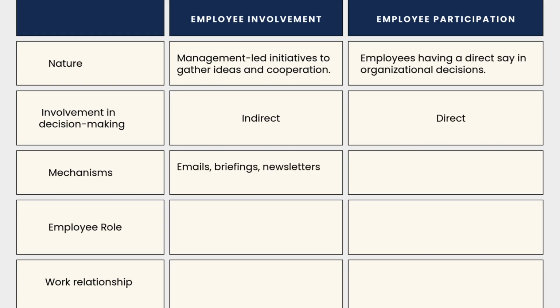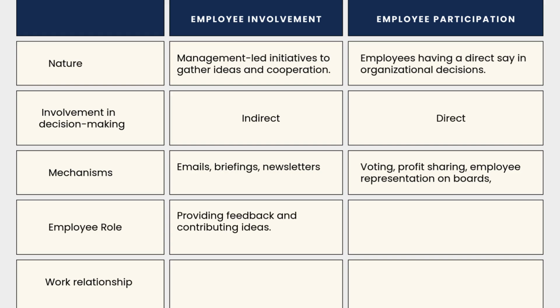Involvement uses methods like emails, briefings, and newsletters. Participation involves voting, profit sharing, and employee representation on boards. Employee role. When involved, employees provide feedback and contribute ideas. When participating, they go a step further, actively shaping policies and choices.